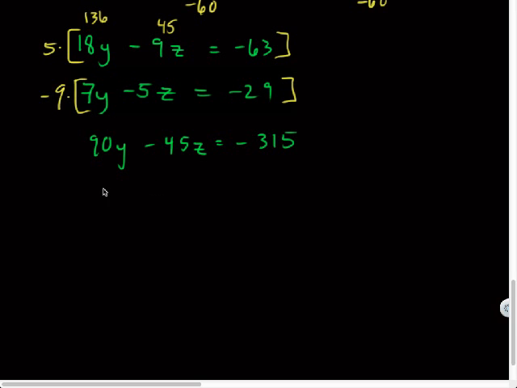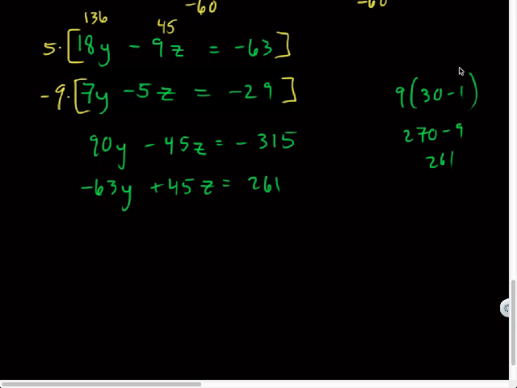Negative 9 times 7y, what's that? Negative 63y. Negative 9 times negative 5 is plus 45z, equals... and negative 9 times negative 29, well, it's positive, I'll tell you that much. Wait, what is it? 9 times 29 is the same as 9 times 30 minus 1. Do you agree? So that's 270 minus 9, or 261. Yep. Right, do you guys agree?